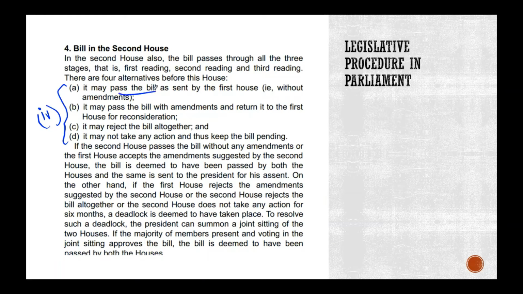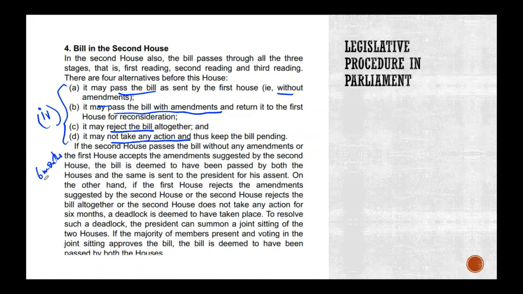Okay, you may pass the bill as it is, without any amendments. Sometimes you may pass the bill, but you have said eligibility criteria has to be so and so, so you made some amendment to it. Another option is that you say no, this bill does not make any sense, I'm going to reject it. And then finally, you can even have a choice of not taking any action. What happens if you do not take any action for 6 months?